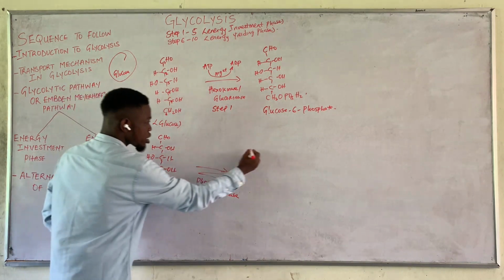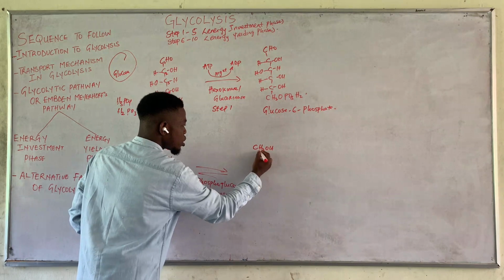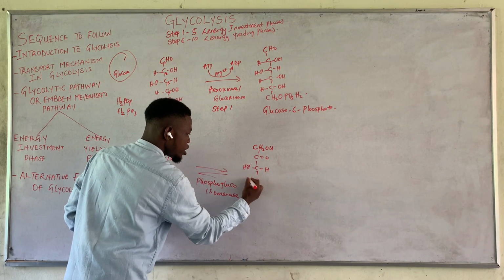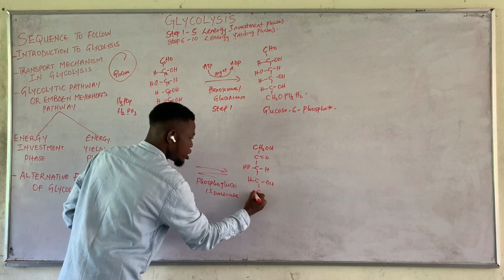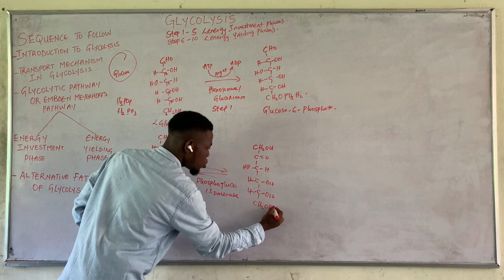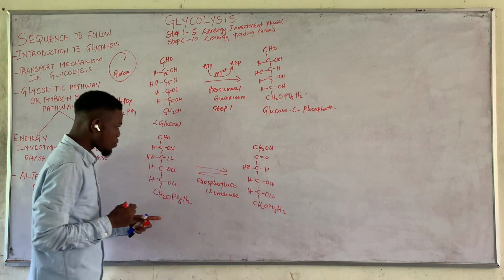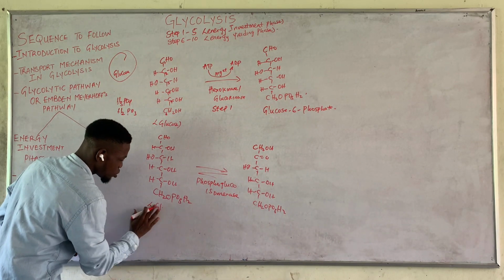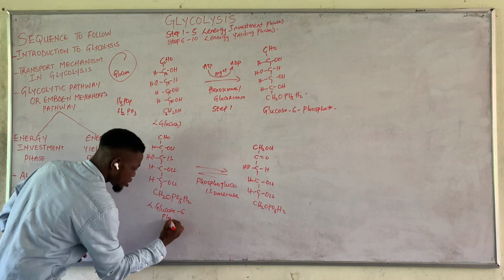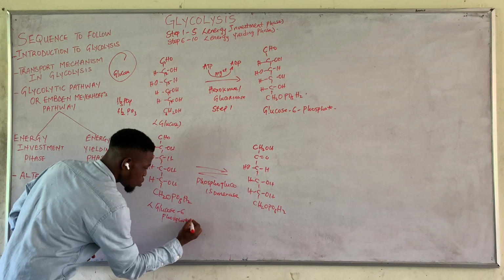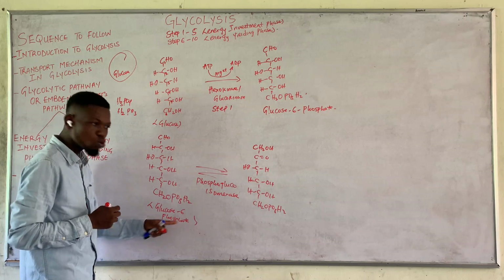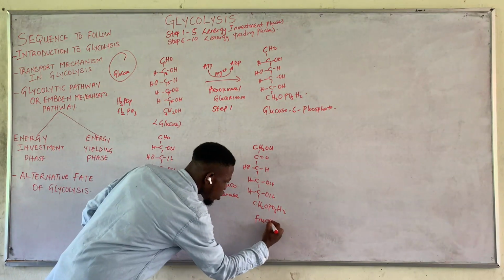And you know fructose is CH2OH, C double bond O, CHOH, CHOH, CHOH, then we have the CH2O, PO3, H2. Can you see now? This is our glucose 6-phosphate in step 2 of glycolysis. Then phosphoglucose isomerase converts this glucose 6-phosphate to become what? Fructose 6-phosphate.